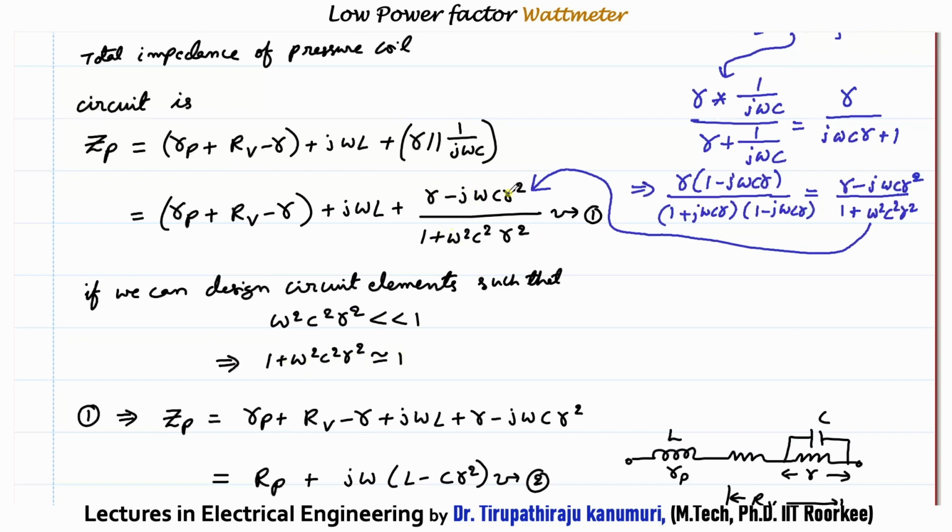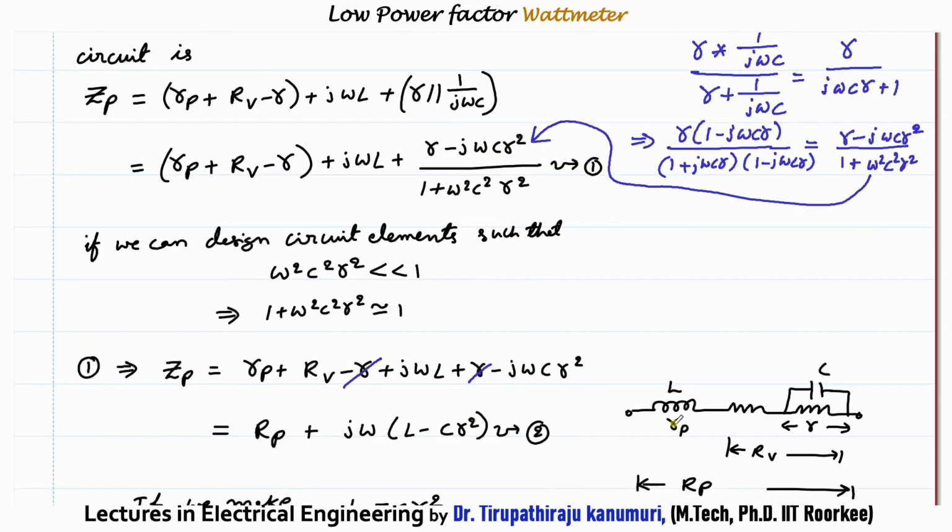So only the numerator part will be there. I am just rearranging that. This will become Rp plus Rv minus R plus j omega L plus R minus j omega C R square. So here you can see this R and this R will cancel out. So your final equation will become small rp plus capital Rv. What is small rp plus capital Rv? You can see from the diagram, small rp plus capital Rv is nothing but equal to capital Rp. So this will become capital Rp plus, taking j omega common, j omega into L minus C R square.